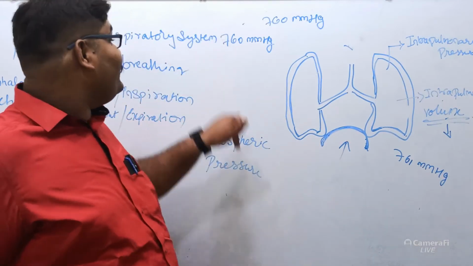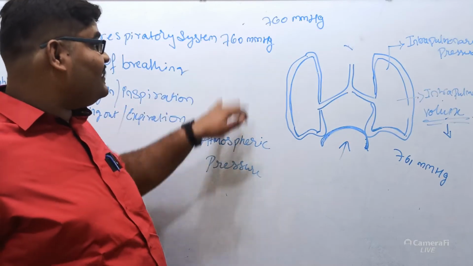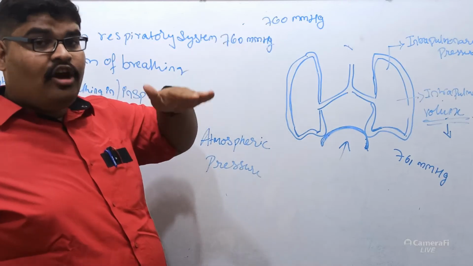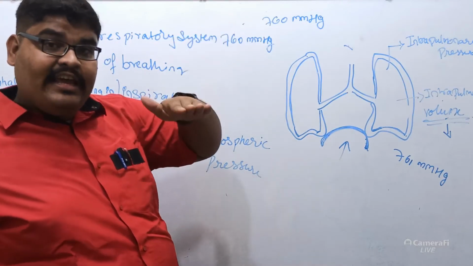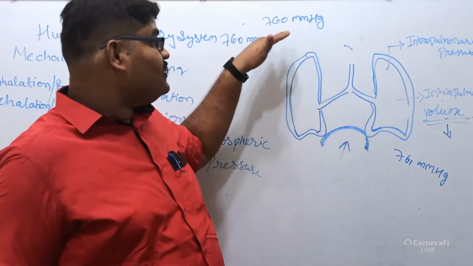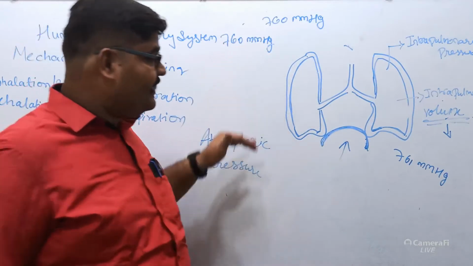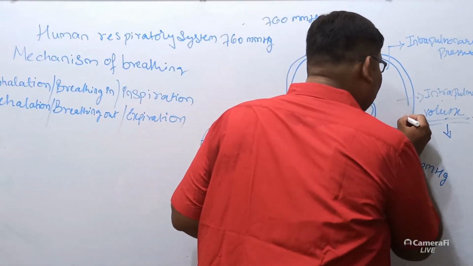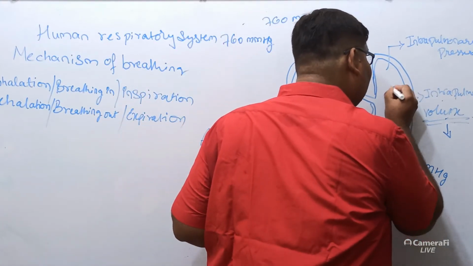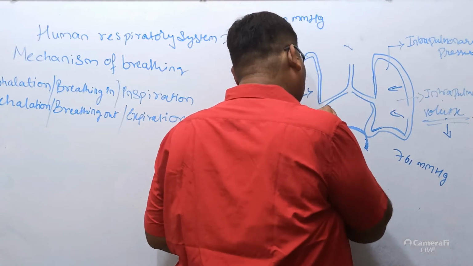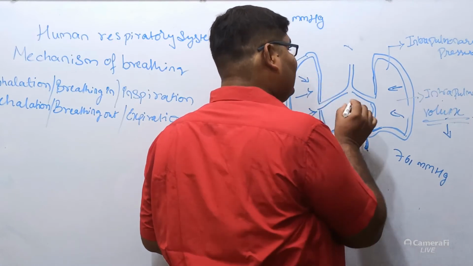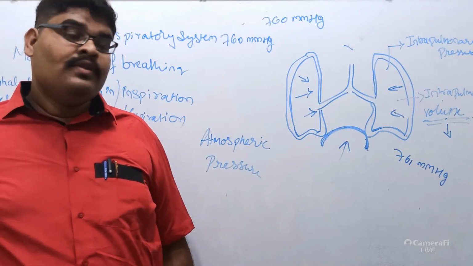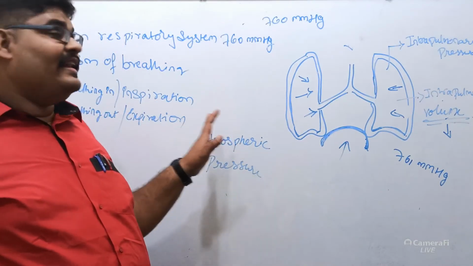Now the outside atmospheric pressure is 760 mmHg. Air moves from the region of higher pressure to the region of lower pressure. So 761 compared to 760, therefore, the air from the lungs will rush out to the atmosphere. So this is what is happening in exhalation.